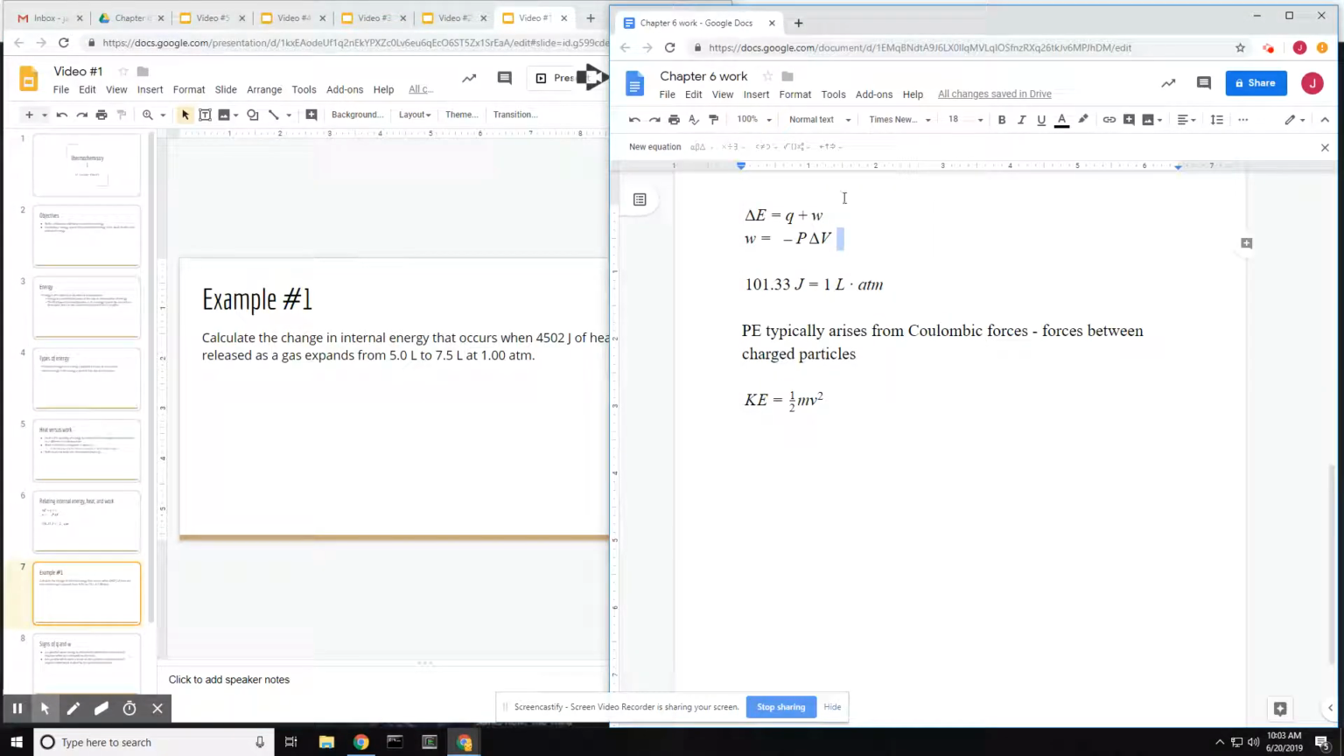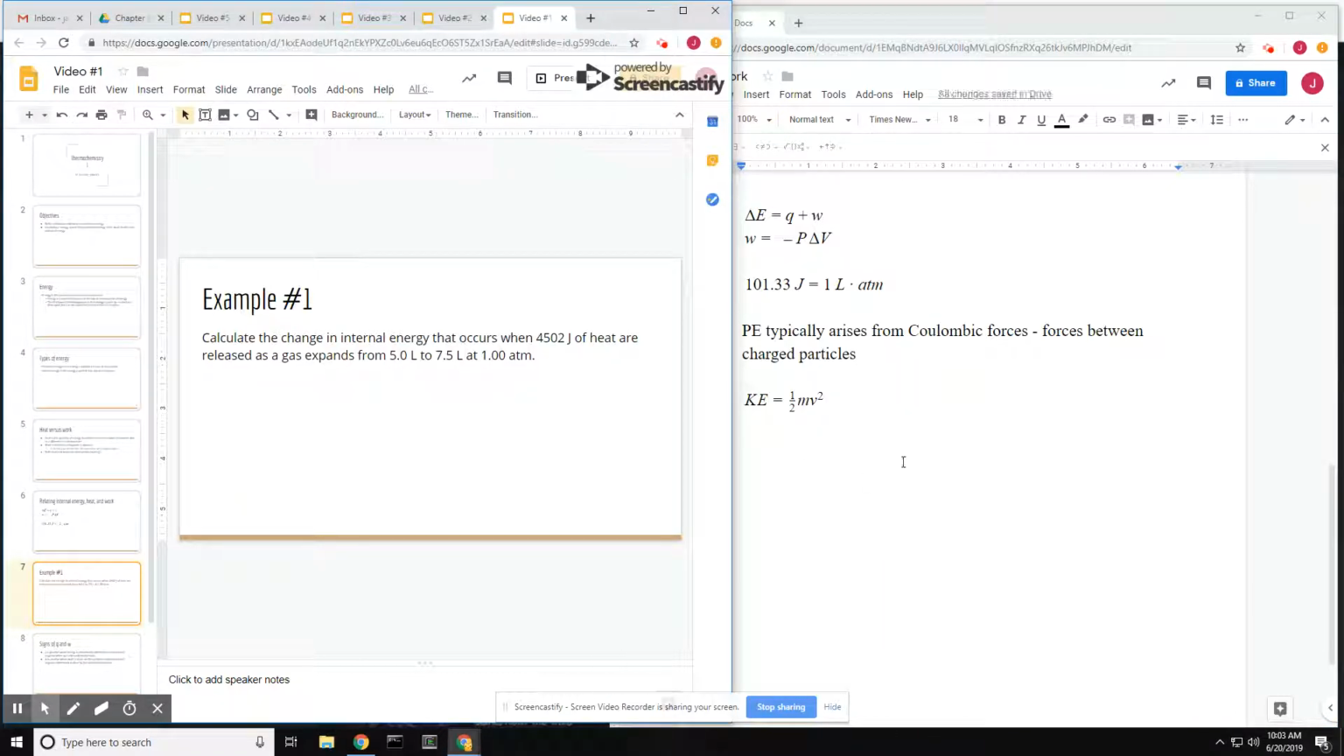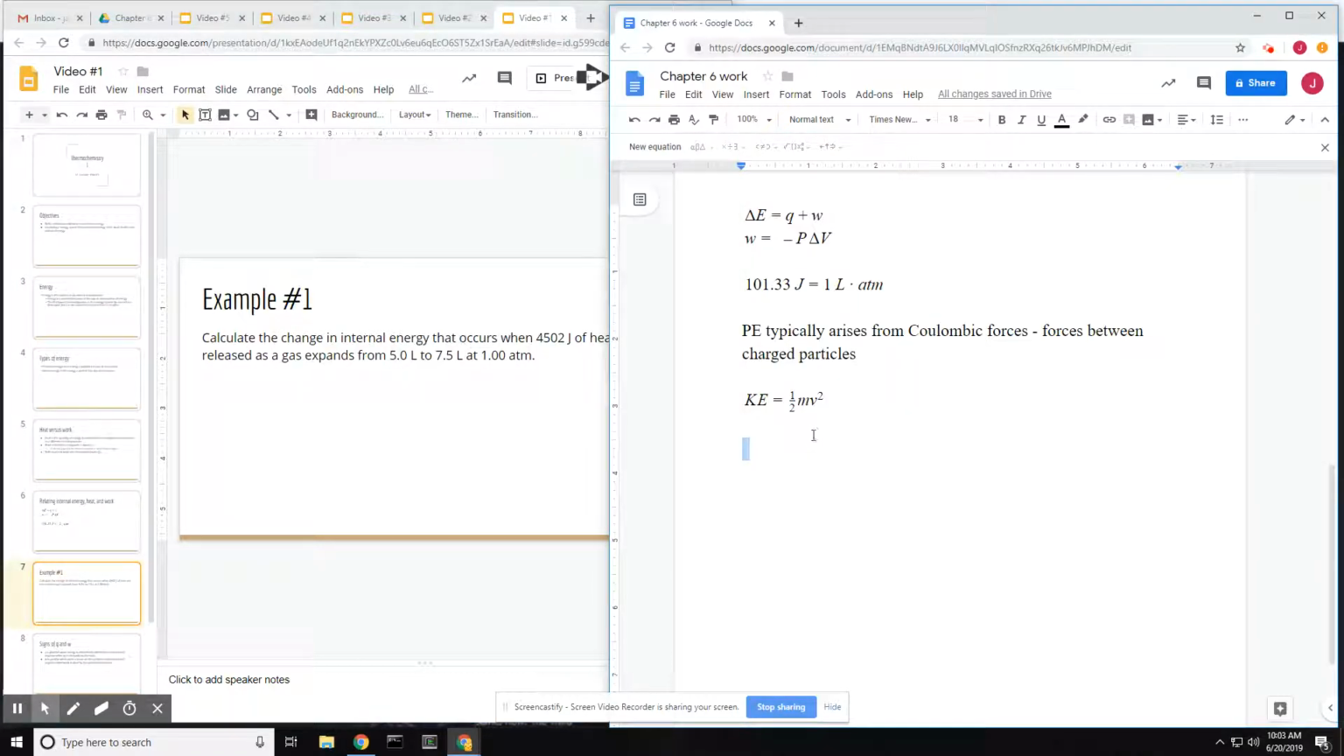All right, so let's get to this. The question says, calculate the change in internal energy when 4502 kilojoules of heat are released. Since it is released, it's going to be negative 4502 joules. And then we know that pressure is 1.00 atm, our V initial is 5.0 liters, and our V final is 7.5 liters.